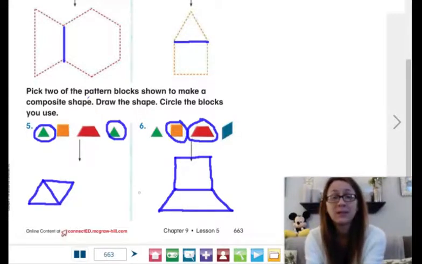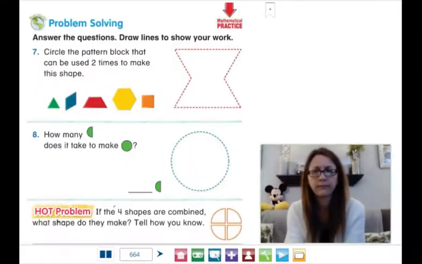So again, please make sure that you choose something different from what I did. There are quite a few choices that you can do here, and there is no right or wrong answer when you're making a composite shape. Just make sure that one side of the first shape is touching one side of the second shape. A composite shape has to have a side touching in order for it to be considered one larger shape. All right, let's do some problem solving questions together.